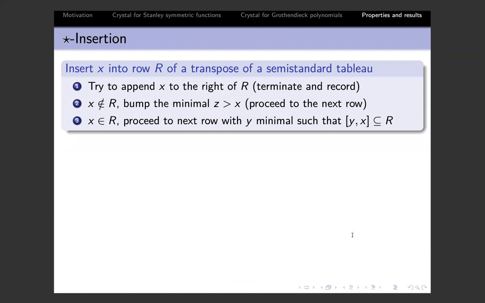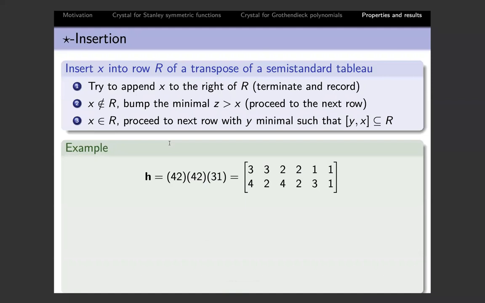Then another result that we have is we actually came up with a new insertion algorithm, which we call the star insertion. Let me basically define that in terms of an example. So here we have a decreasing factorization, 4, 2, 4, 2, 3, 1. You can write this as an array with two rows. In the bottom row, I put my letters in the factorization, and in the top row, I just record in which factor the letter is in. So for example, this 4, 2 is in the third factor, so therefore I record that with a 3 on top.